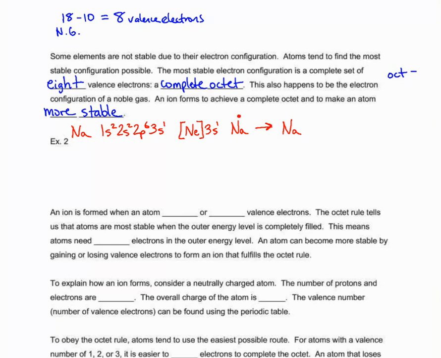So remember my idea of net charge. It is number of protons minus number of electrons. And so for this one, we've got 11 minus 10, which means the net charge is positive 1. And that's how I come up with a sodium ion that has a positive 1 charge, or we would just say Na+.